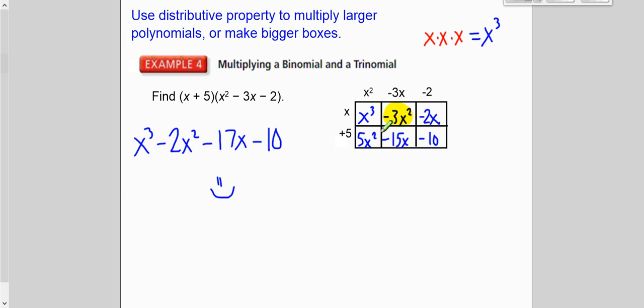Do you notice that here were our like terms? They were diagonally from each other. And then we had these two that were also like terms, negative 2x and negative 15x. So we had to combine like terms. So if they said simplify or combine like terms, that's what that step is called. But we're still just multiplying x plus 5 times this. You have to do all 6 multiplications and combine like terms to get your simplified answer. Right, and that's example 4.